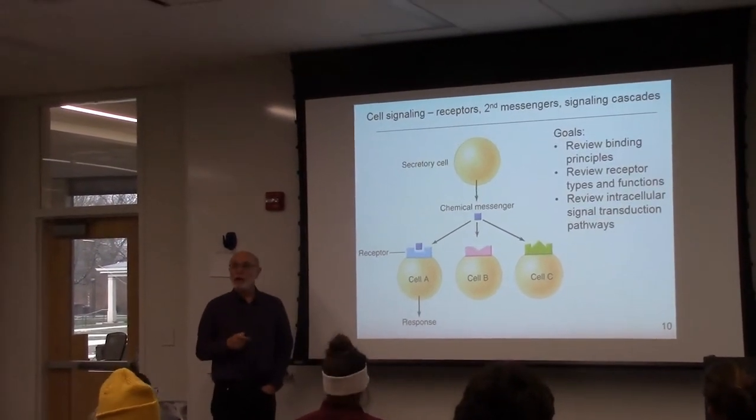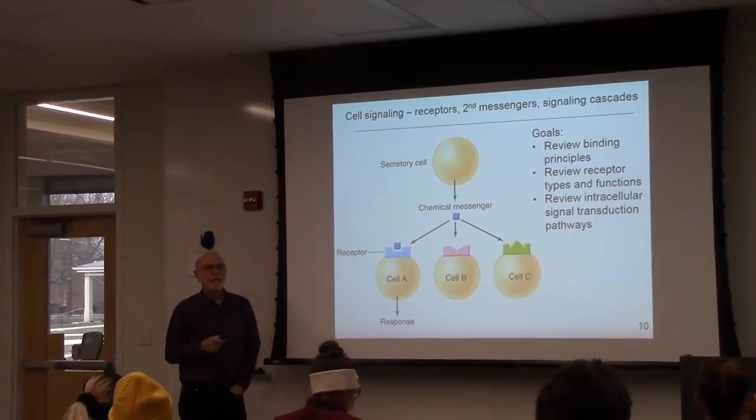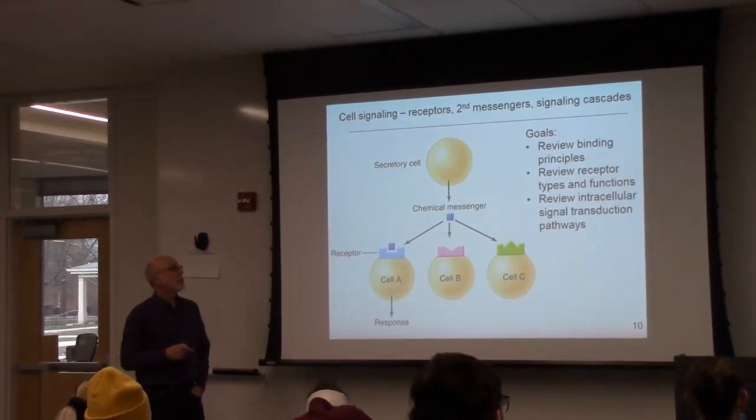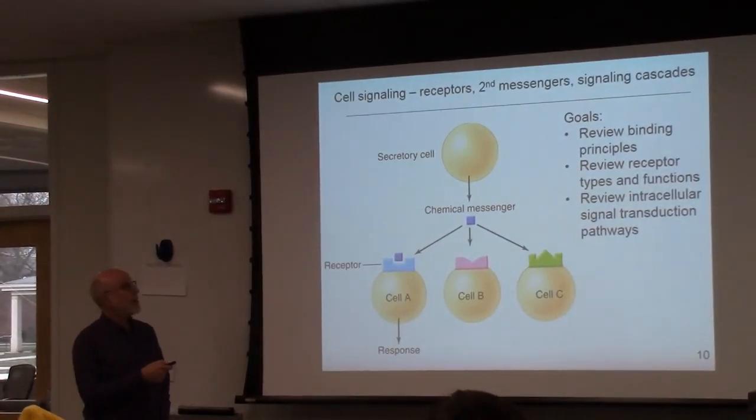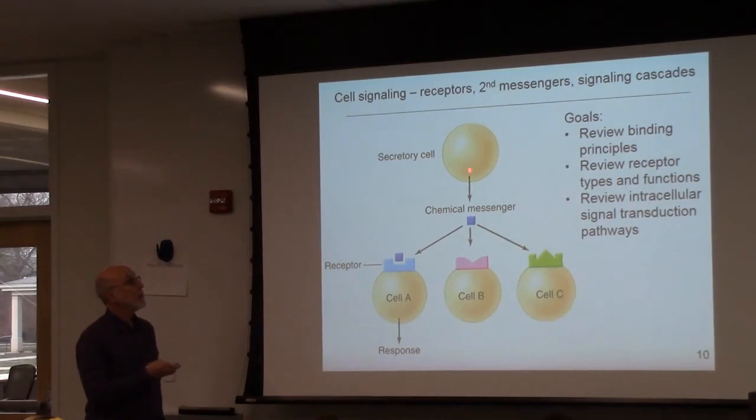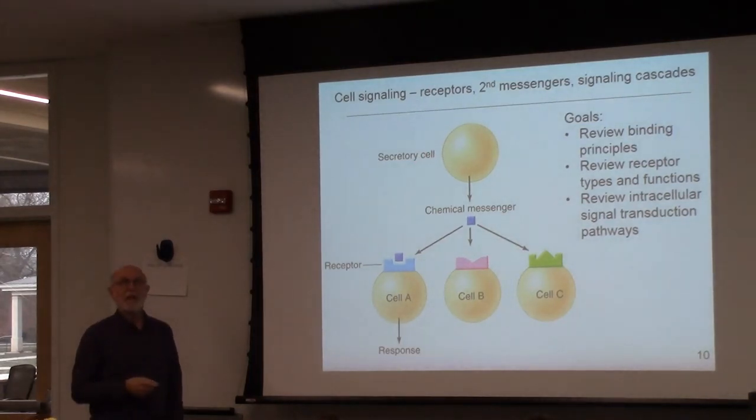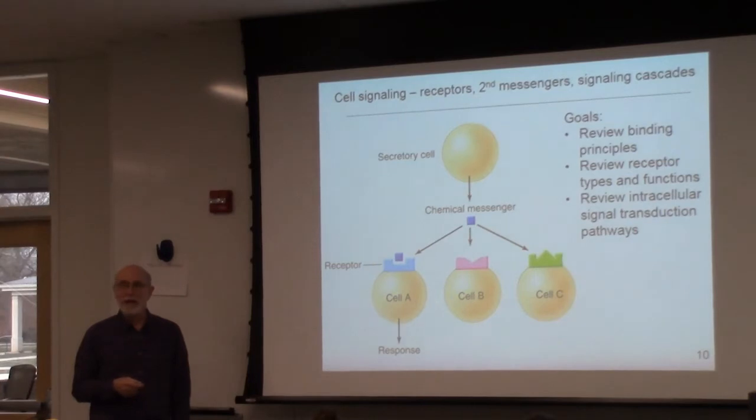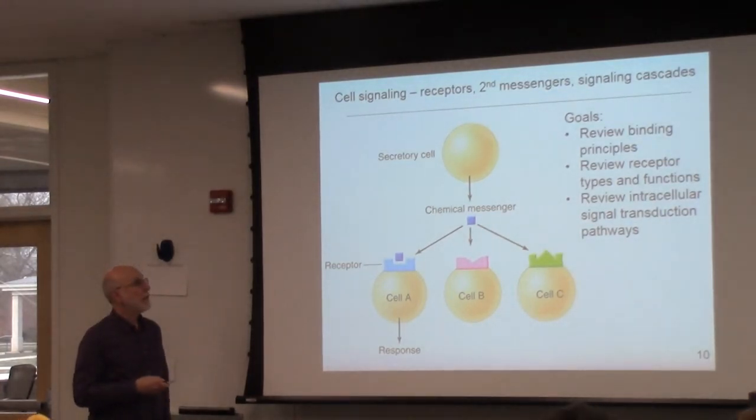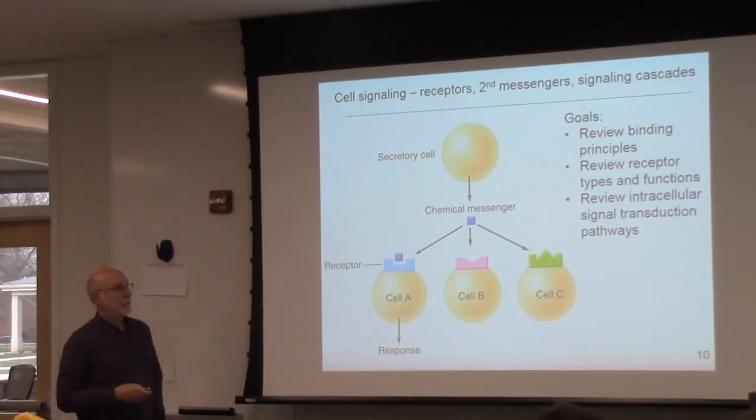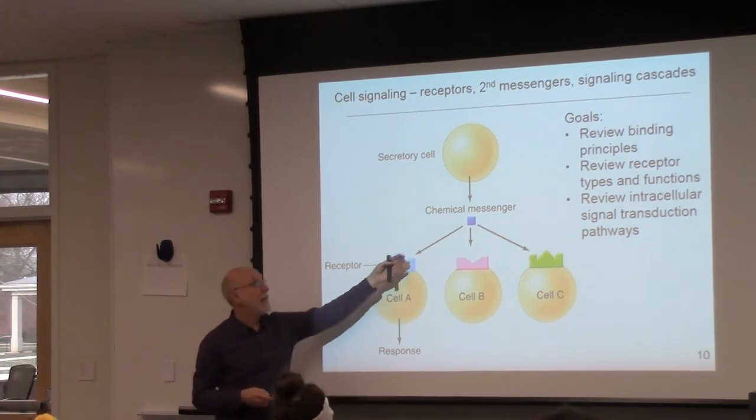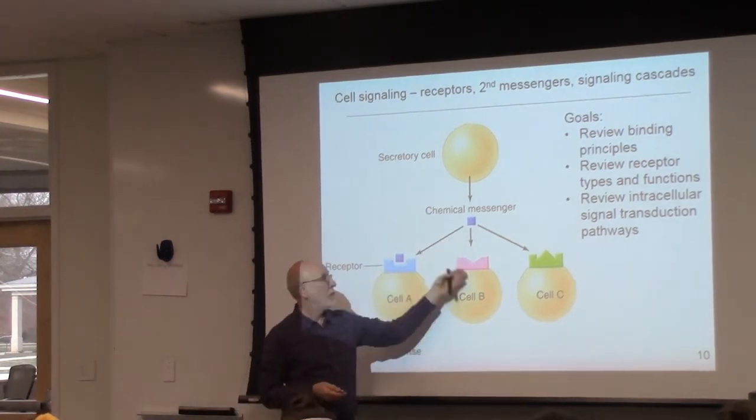Okay, so now we're going to turn our attention to some review of binding, receptors and binding. Here's an image from your text that indicates that we've got a cell that secretes a chemical messenger. This could be a neuron that's secreting a neurotransmitter, or an endocrine cell that's secreting a hormone. And then different cells have different receptors, some of which bind the ligand, and some of which don't.